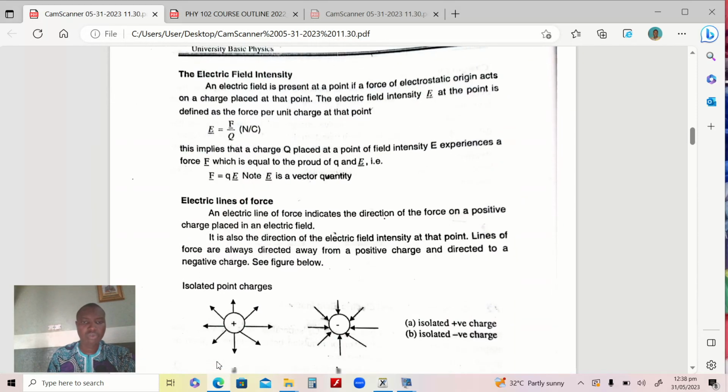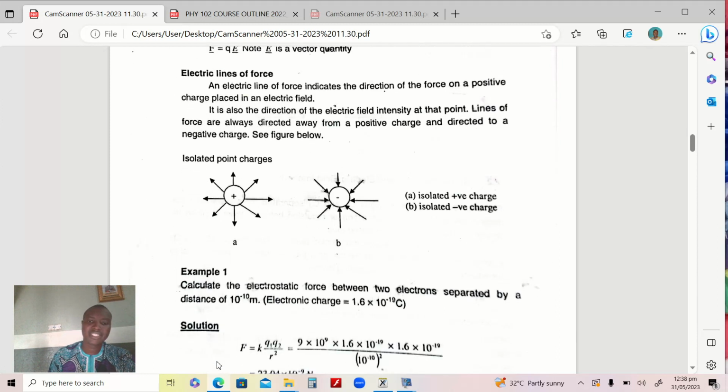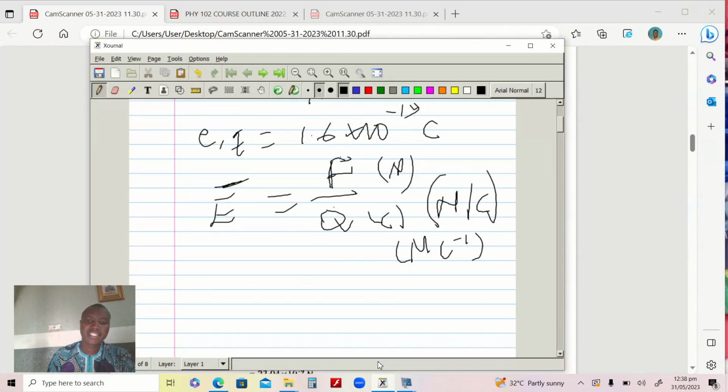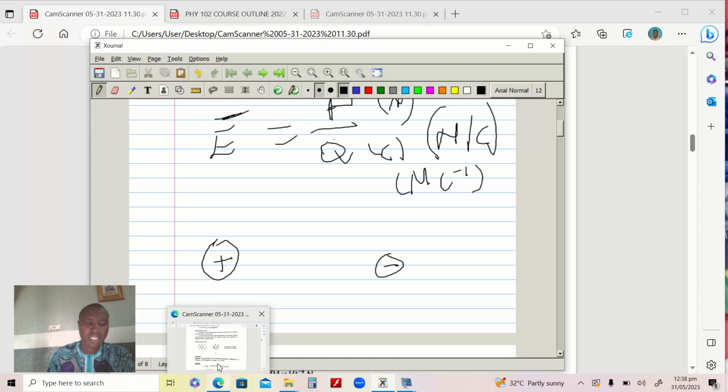So then we move on to electric line of force. An electric line of force indicates the direction of the force on a positive charge placed in an electric field. It is also the direction of the electric field intensity at that point. Lines of force are always directed away from a positive charge and directed towards a negative charge. This is what we have here. So if you have a positive charge here, you have a negative charge here, it moves away from the positive charge, then it moves towards the negative charge. So that's what we have.